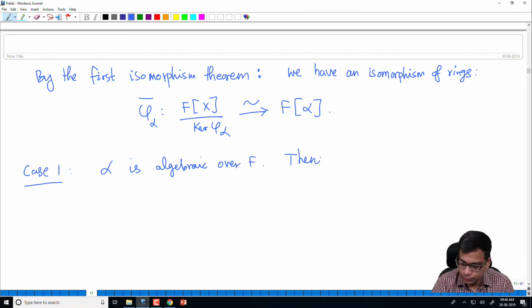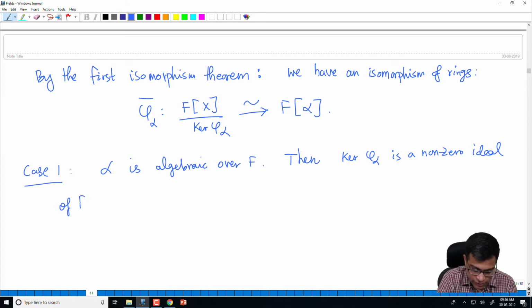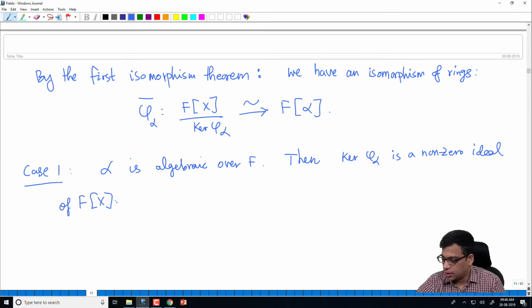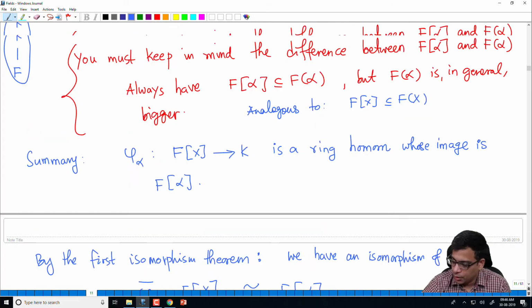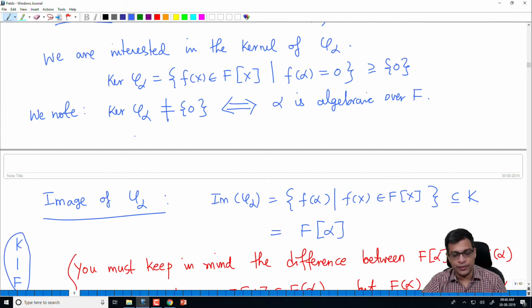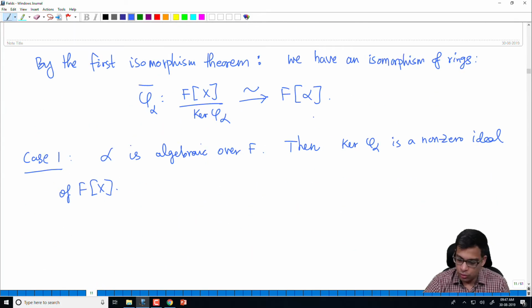Then the kernel of phi alpha is a non-zero ideal of F[x], right? By definition, rather by this observation that we made, whether alpha is algebraic or not is determined by this homomorphism phi alpha. The kernel of phi is non-zero if and only if alpha is algebraic over F. So we are assuming that it is algebraic, so that is the case that we are considering. The kernel of phi alpha is actually a non-zero ideal of F[x].